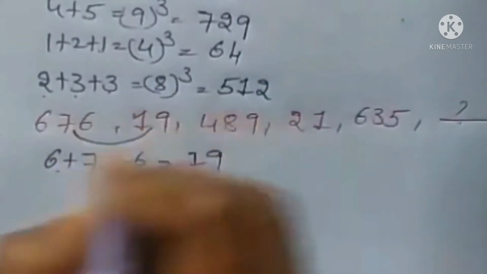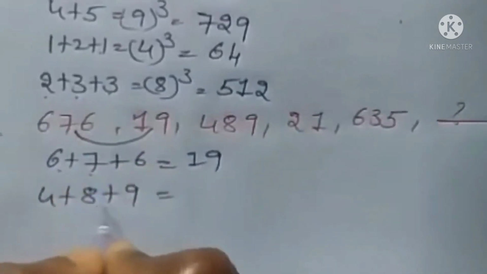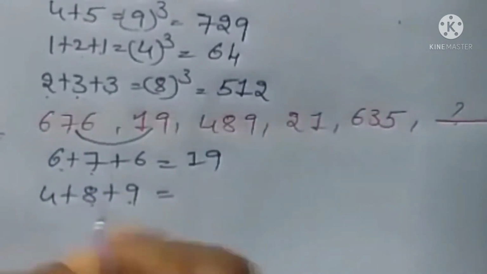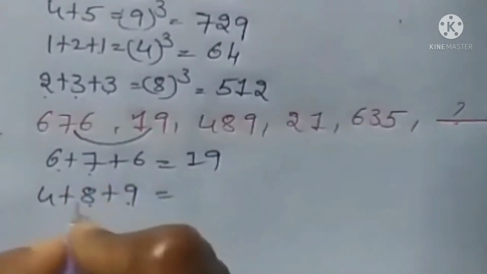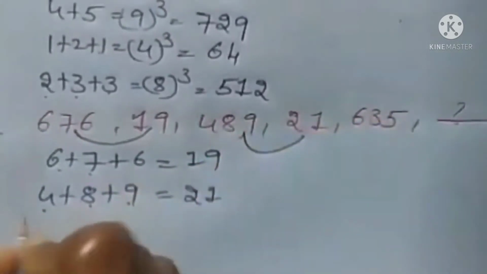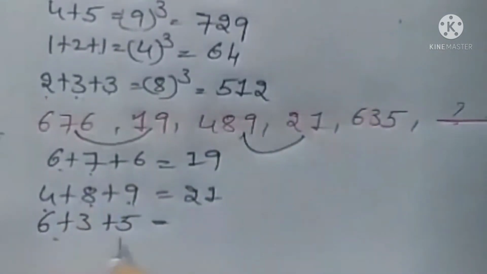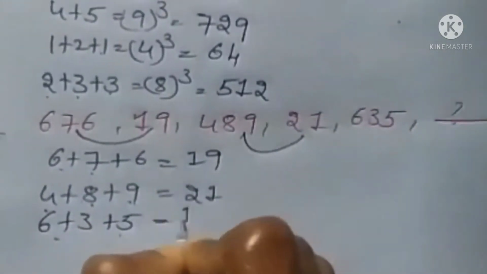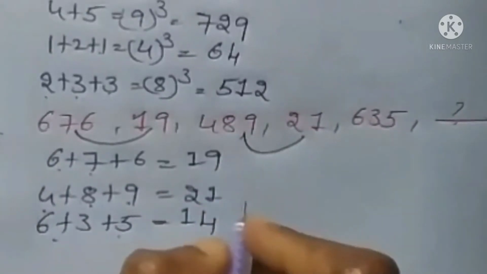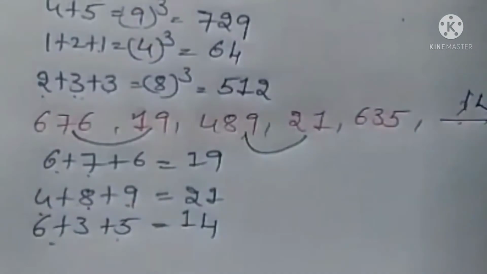So, it's finished. Now, 4 plus 8 plus 9, which is equals to 9 plus 8, how much? 17. 17 plus 4, 21. So, this is the answer. Now, 6 plus 3 plus 5, how much? 6 plus 5, 11. 11 plus 3, 14. So, 14 is our answer. Yes? So, next we can move forward to our sixth question.